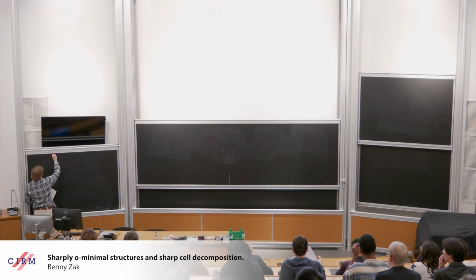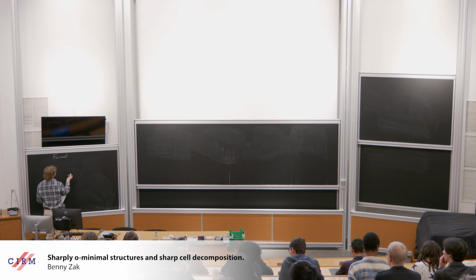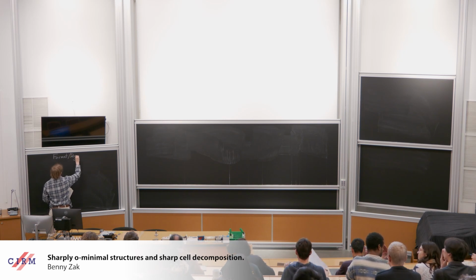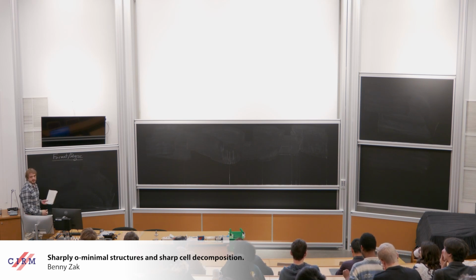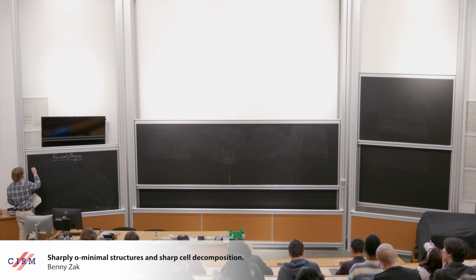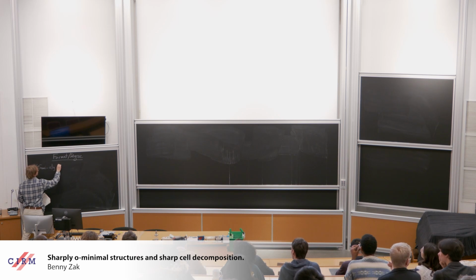Okay, so let's start with some kind of an introduction to the idea of sharply O-minimal structures: format and degree. We will discuss these notions in two particular O-minimal structures, the semi-algebraic structure and the Pfaffian structure. So let's start with the semi-algebraic structure.